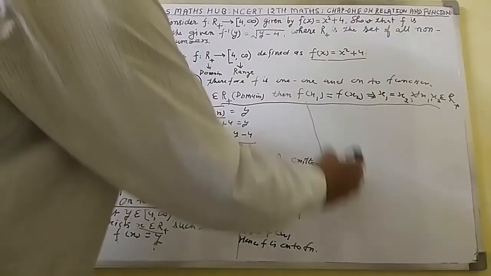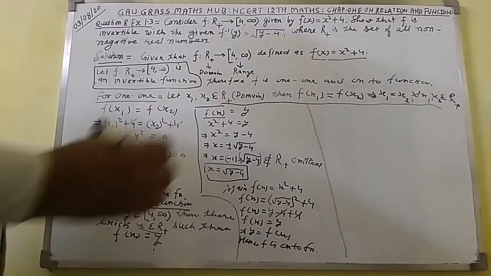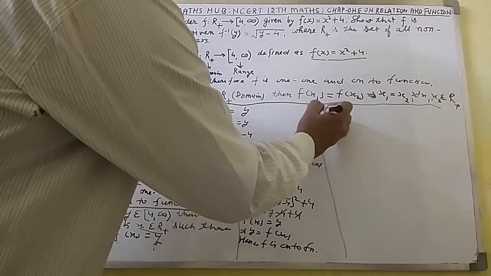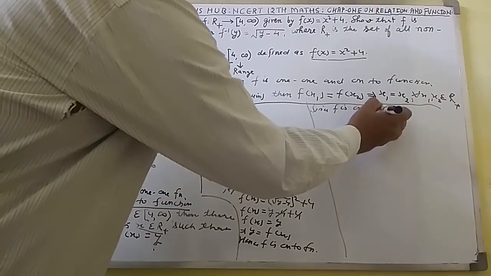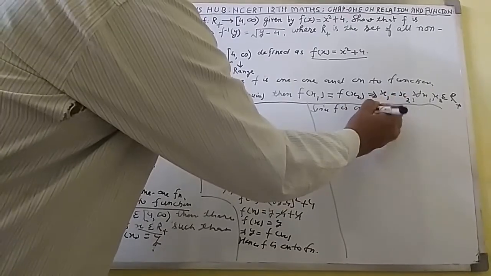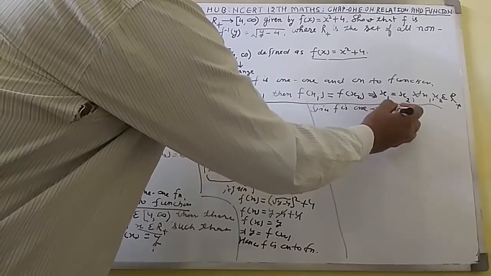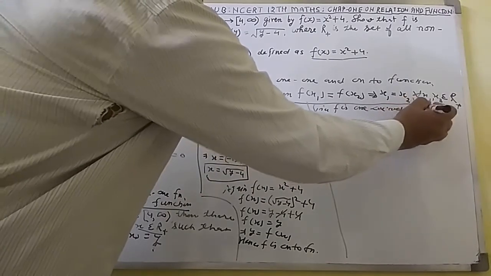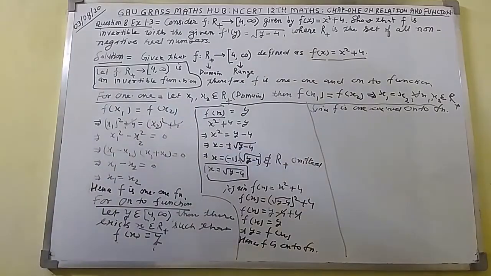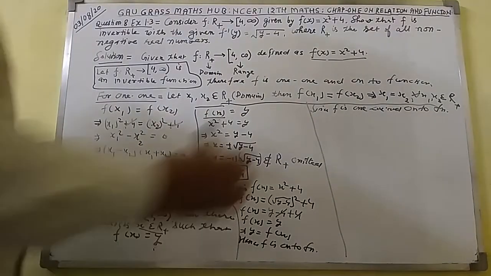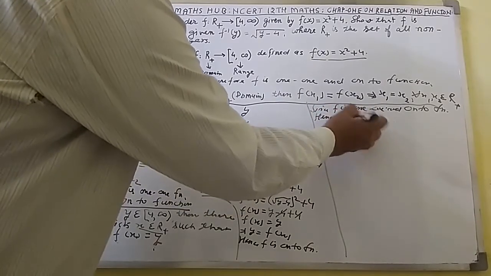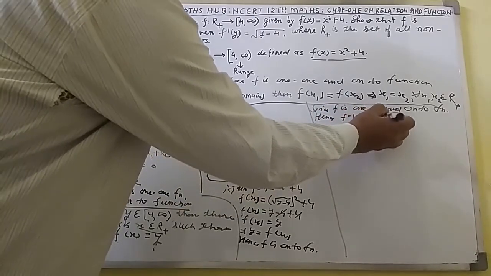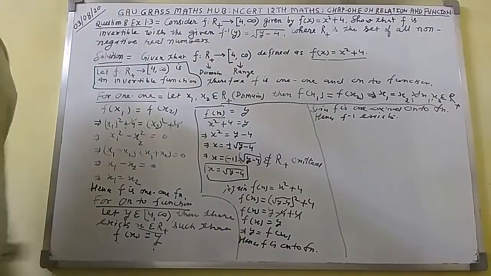So here we shall write, since f is one-one and onto function. F is one-one and onto function. It has been proved. Hence, f inverse exists. This thing you have to write, f inverse exists.